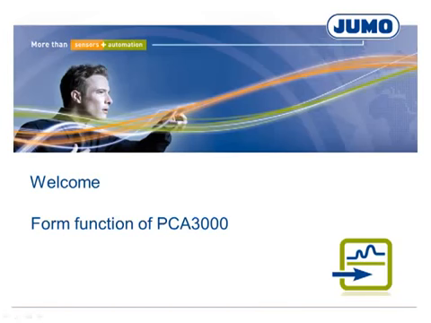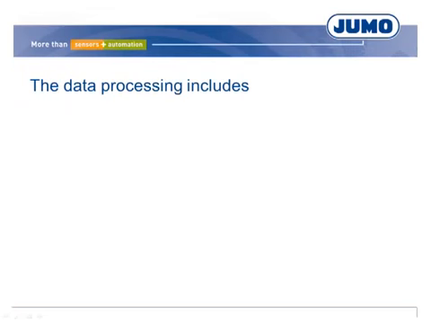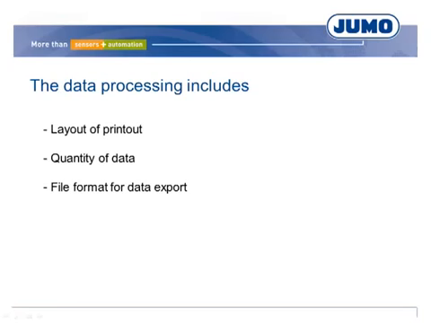The evaluation software PCA3000 offers a comfortable evaluation of archive data coming from JUMO screen recorders, controllers with recording function, or the M20 system. Furthermore, the form function can prepare archived data. Preparing includes the layout of printout, quantity of data, file format for data export, automatic printout, and additional statistics.